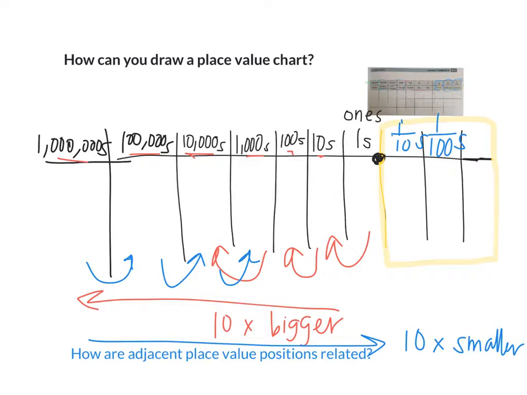This last place over here, is it going to be 10 times bigger or 10 times smaller? 10 times smaller. So what's 10 times smaller than hundredth? Thousandth. So this is the thousandths place.